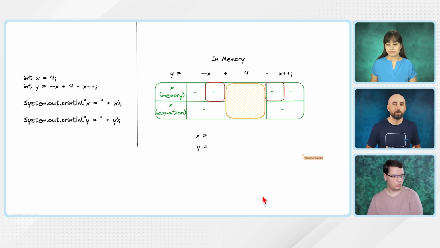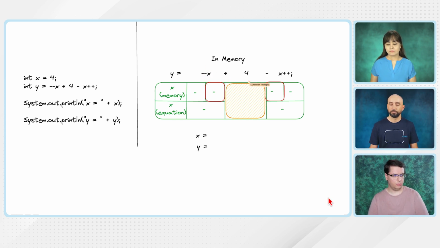Let's make it more difficult for you, okay? Okay, no problem. So here we have something very similar. We have x value, which is 4, and we have y value, which is going to be assigned after the equation that we have in the second line. So let's start solving the equation.